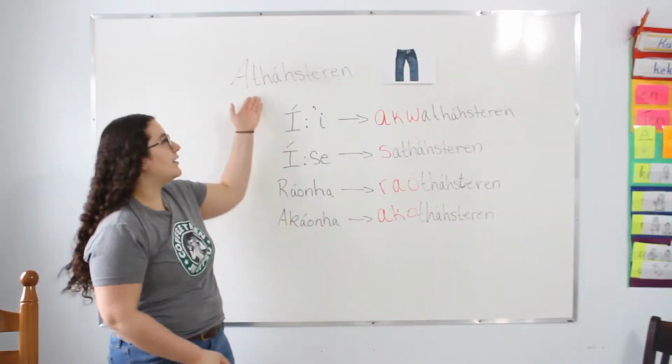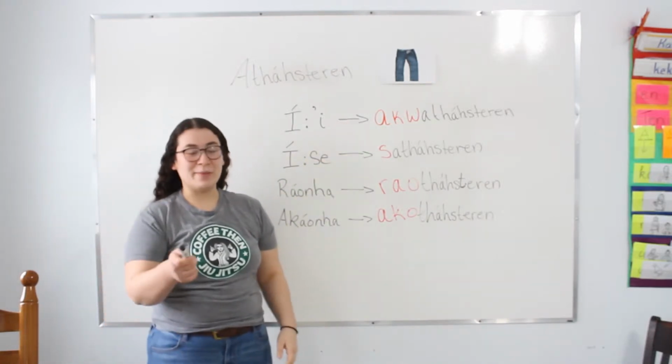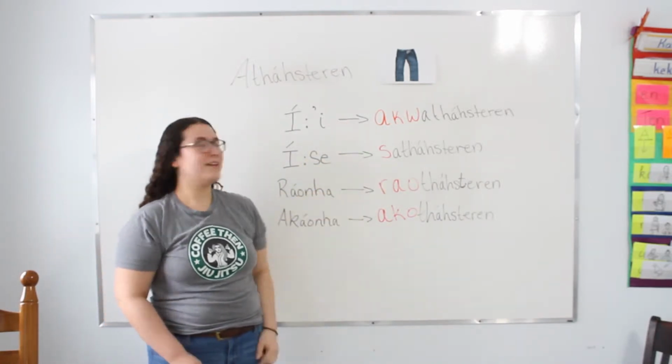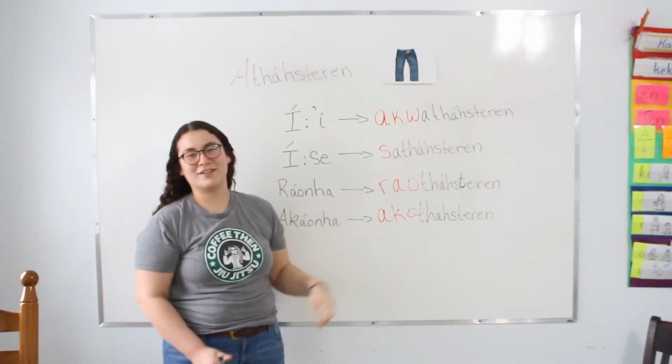So the next noun we're going to be looking at is pants. Everybody has pants. Tosterda, that's how you say pants. So my pants, agwatosterda. Your pants, zatosterda. His pants, rautosterda. And her pants, agotosterda.